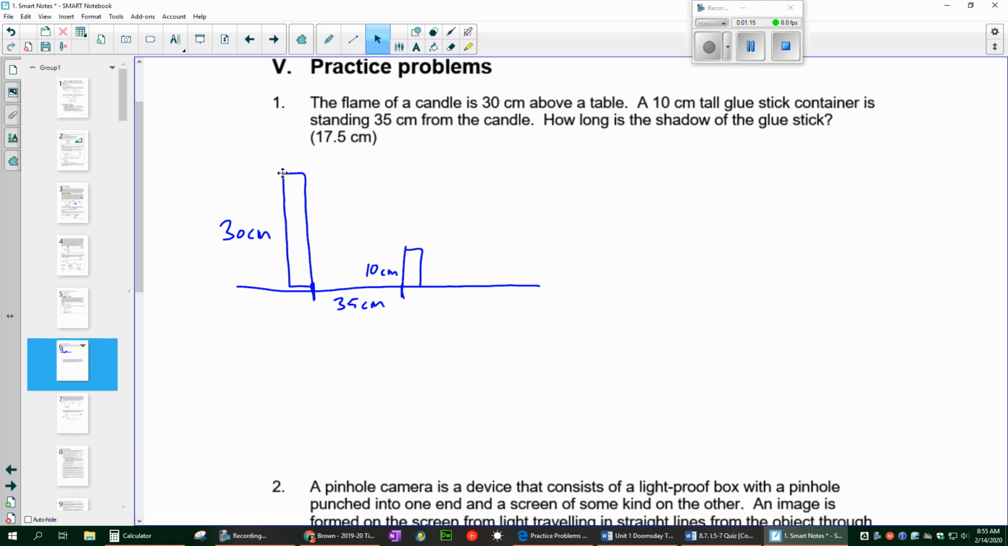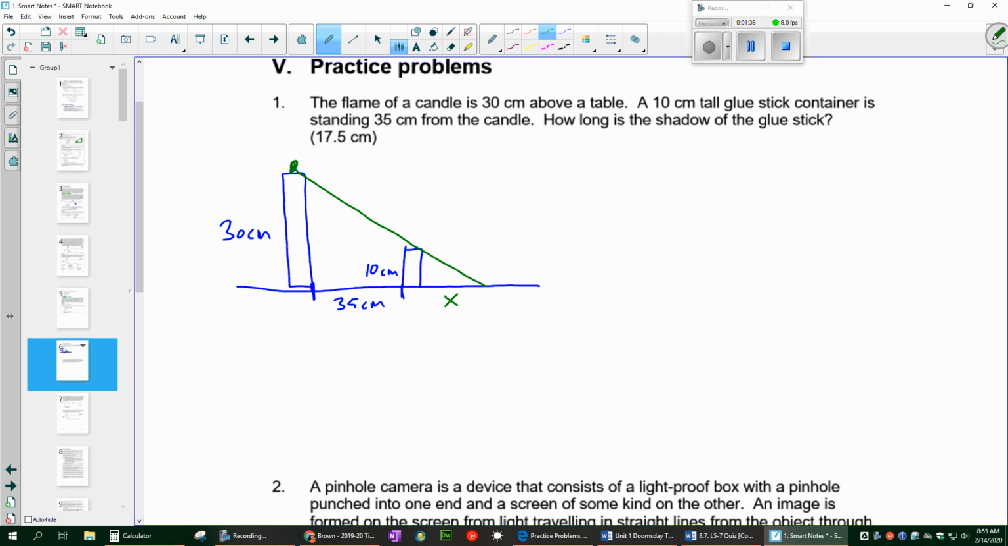So what you could do here is say, okay, if this is our candle, like our flame up here, then it would shine down there, and the shadow would really be that length, right? The length from the glue stick to where the light actually hits the floor again. So that's what we're looking for here. You guys have any ideas on how we could?